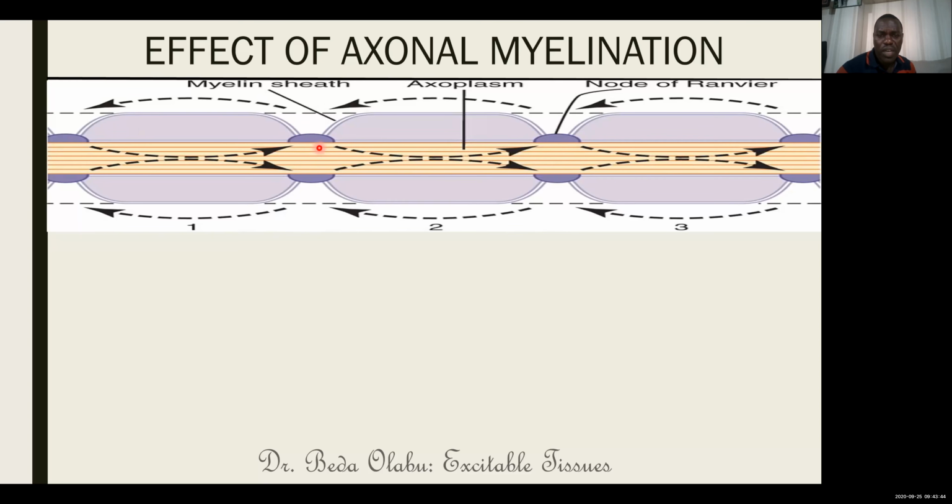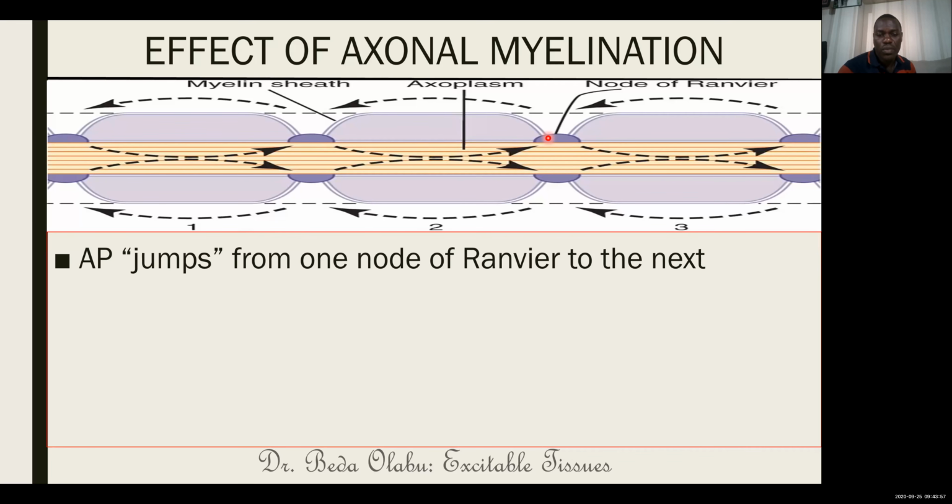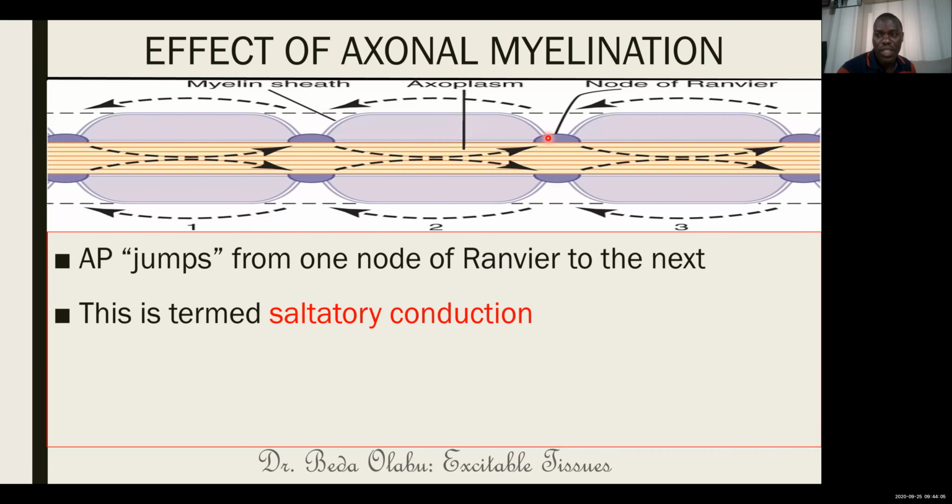It means that now action potential or depolarization events will be jumping from one node of Ranvier to the next. This jumping of action potential from one node of Ranvier to the next is termed saltatory conduction. So myelinated neurons display saltatory conduction. The importance of saltatory conduction is twofold.